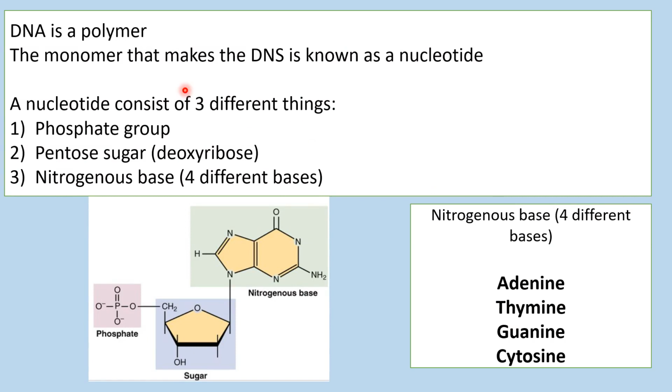Our DNA is a polymer. So the monomer that makes the DNA is called a nucleotide. I'm showing you here one nucleotide. That's one monomer. So lots of them joined together forms a polymer. We need to know the structure, what one nucleotide consists of.